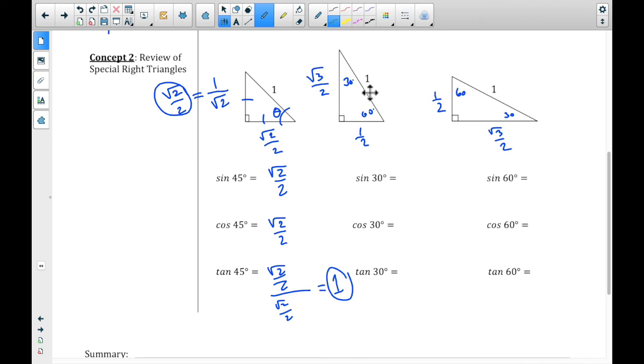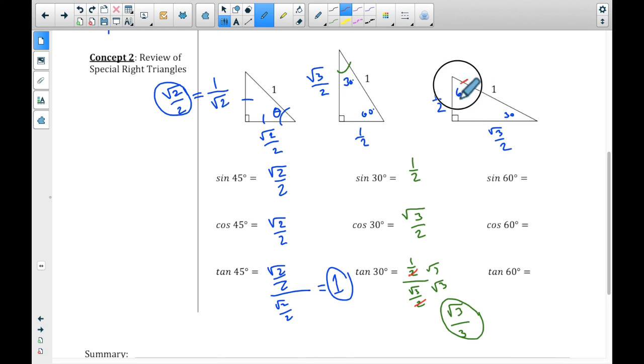All right, if we look at the 30, 60, 90, if we look at the 30, here we are at the 30, opposite over hypotenuse is 1/2 over 1, that's just 1/2. Adjacent over hypotenuse is radical 3/2 over 1, which is just radical 3/2. And opposite over adjacent is 1/2 over radical 3/2. Those 2's are going to cancel, and so now we have 1 over radical 3. We want to simplify, so we do radical 3/3. So our final answer is radical 3/3.